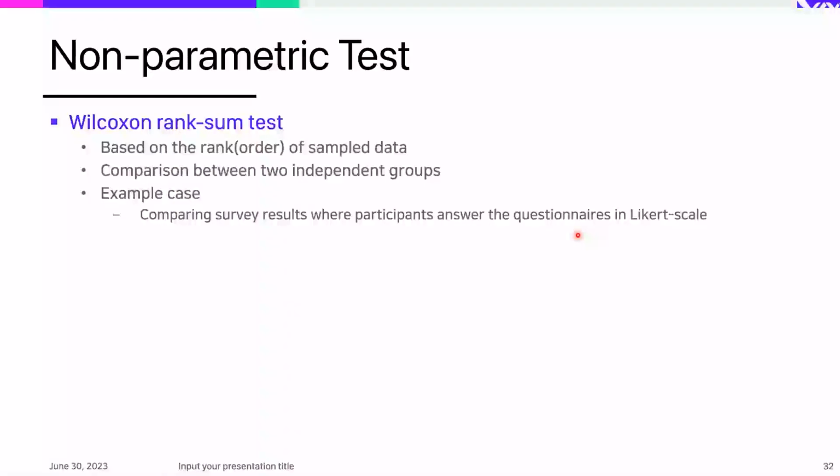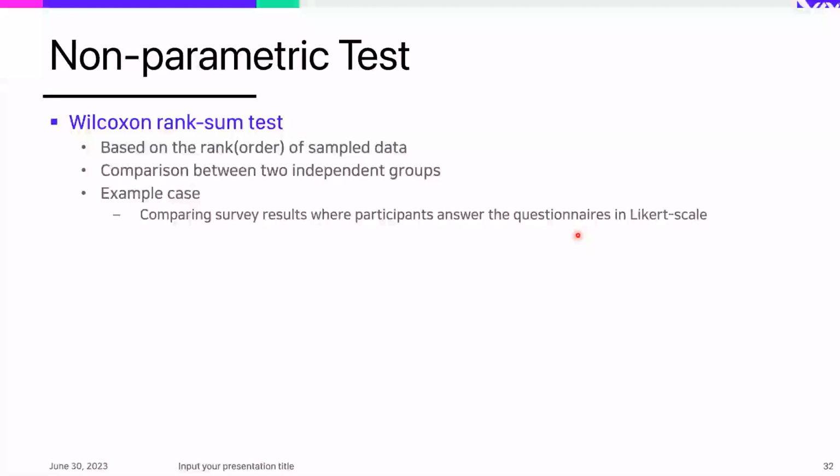Now, for the non-parametric tests, there are counterparts for each of the parametric tests. So the Wilcoxon rank-sum test is a counterpart of the t-test, and as you can see from its name, it's a test based on the order of the sample data. Also, this is for the results from 2 independent groups.